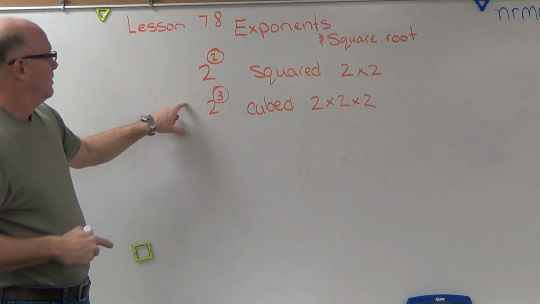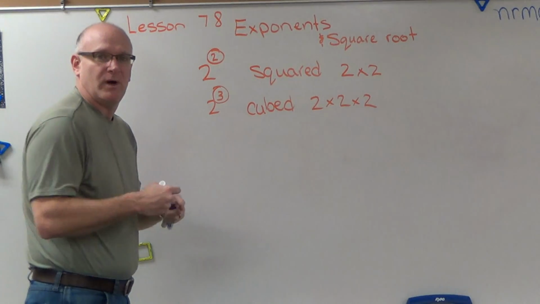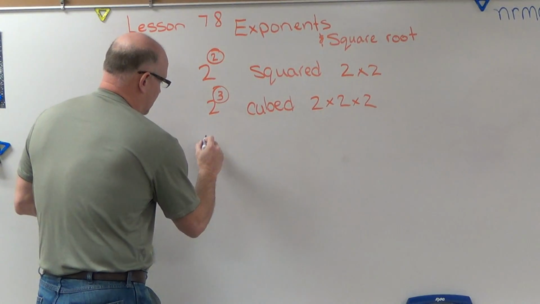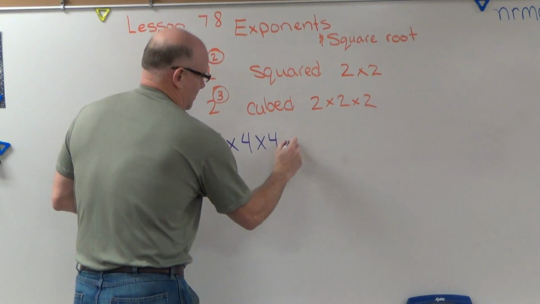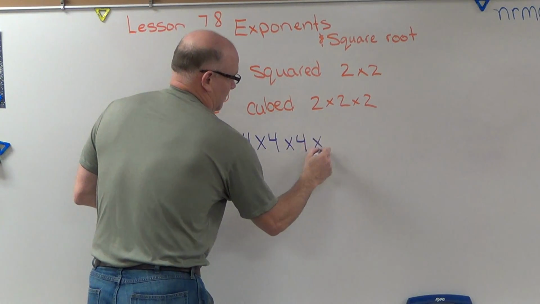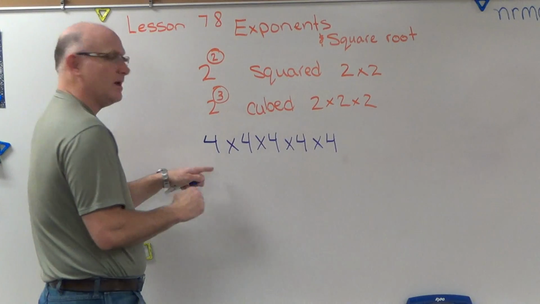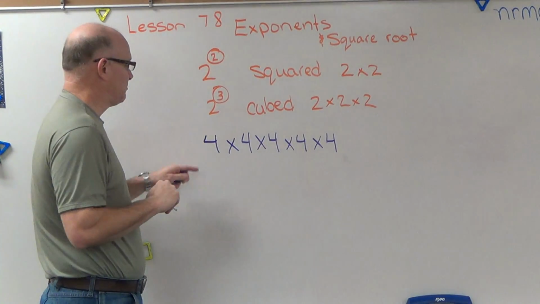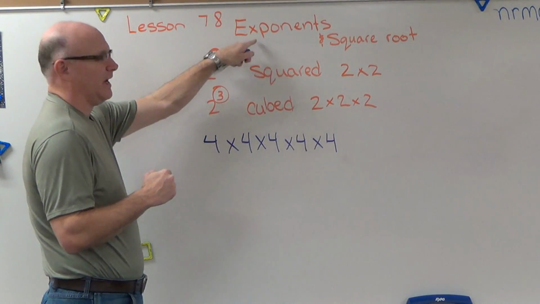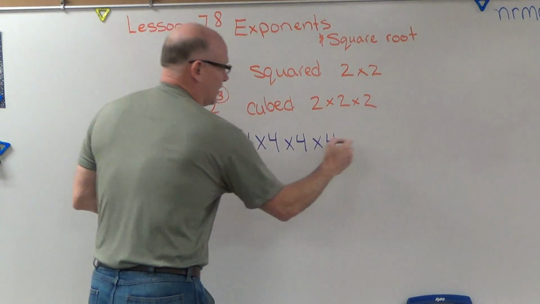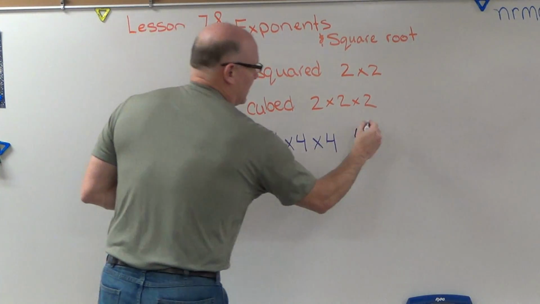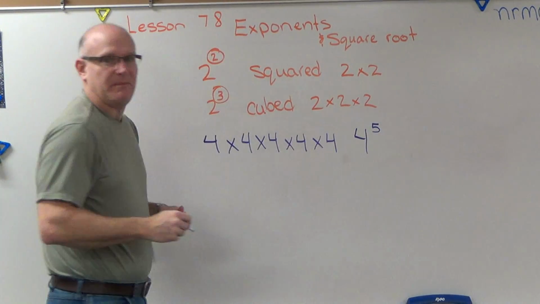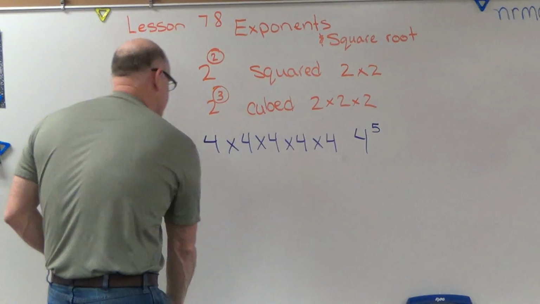Now, you might also have questions that say, express this as an exponent. So you'd have 4, because that's your number, and you're doing it 1, 2, 3, 4, 5 times. So that is 4 to the 5th power.